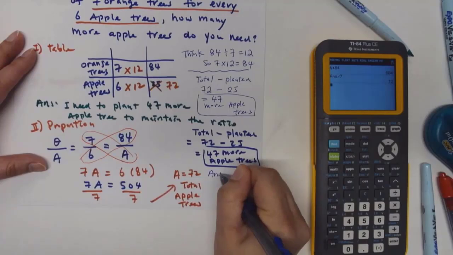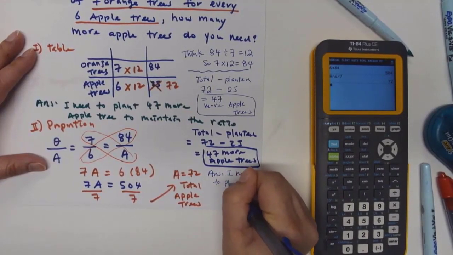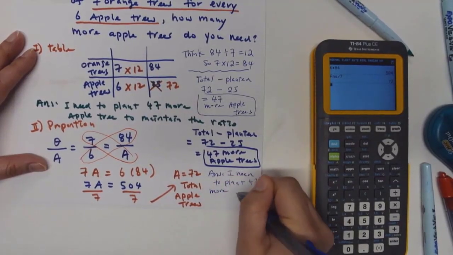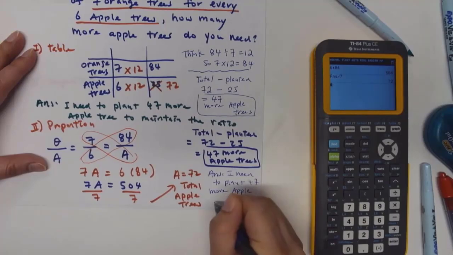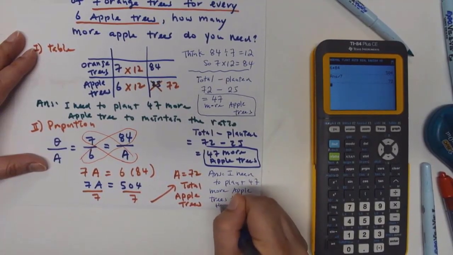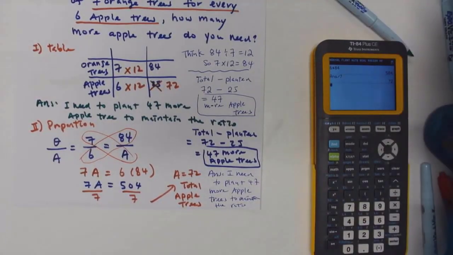Say I need to plant 47 more apple trees to maintain the ratio. Okay, so hopefully that makes sense to you.